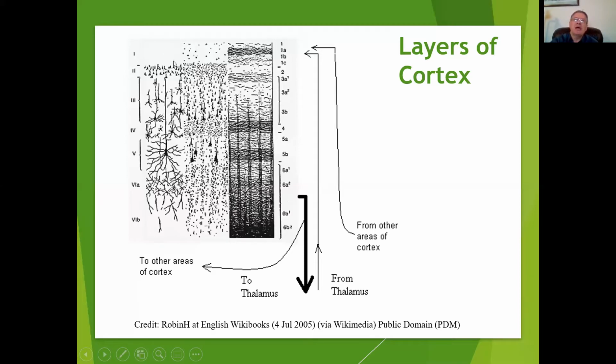This layer 1 is the outer layer of the cerebral cortex, and that is through nerve cell bodies and nerve fibers. Layer 6 has irregular shaped pyramidal cells which project to the thalamus. Layer 4 is the main input layer of the cerebral cortex. So it tends to have non-pyramidal cells in this region here.